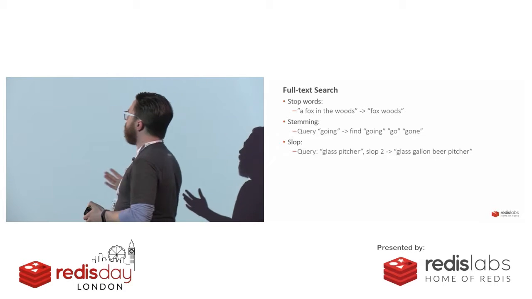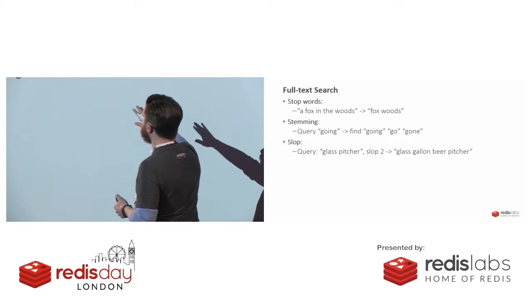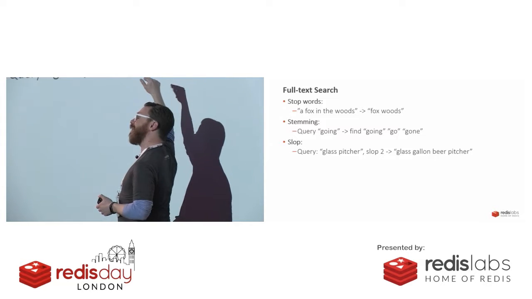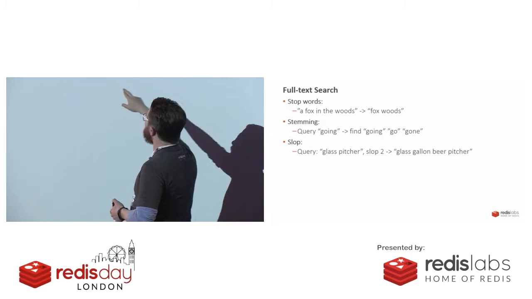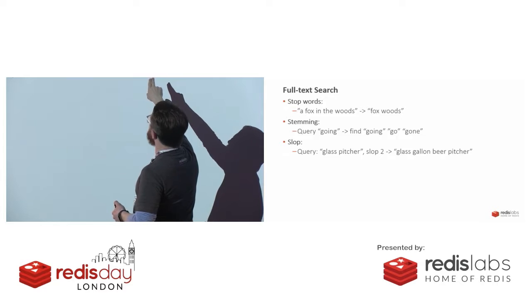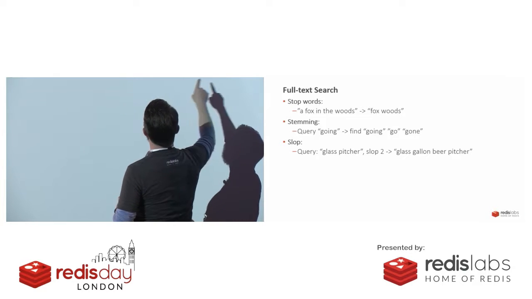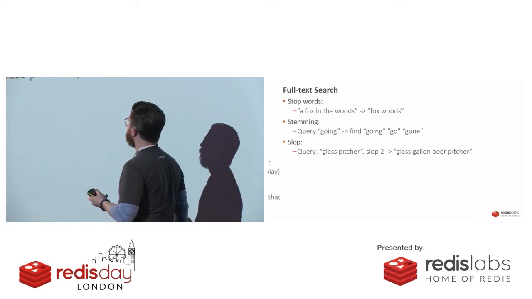Slop. Slop is an interesting one. What slop does is allow intervening terms. So if you query "glass pitcher" and you indicate a slop of 2, we're going to look at things that have intervening terms. Glass and then "gallon beer" pitcher, there are 2 terms between them, it will still find it.